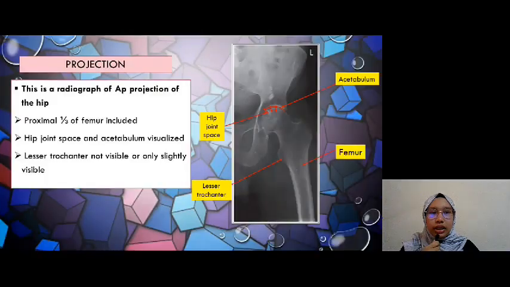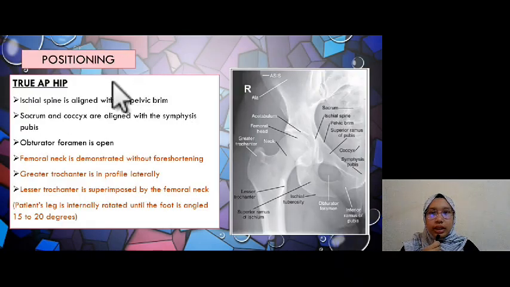Okay, next. Based on the placement, first, projection. This is a radiograph of AP projection of the hip. I say so because the proximal one third of the femur is included, the hip joint space and acetabulum are visualized, and the lesser trochanter is not visible or only slightly visible.